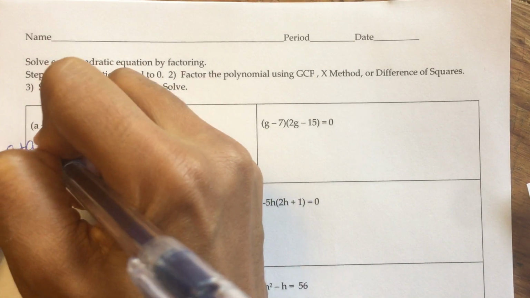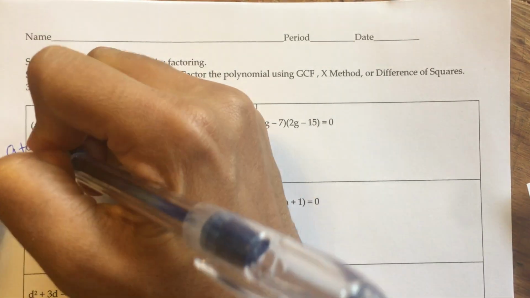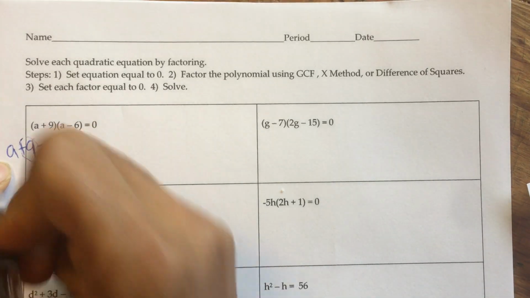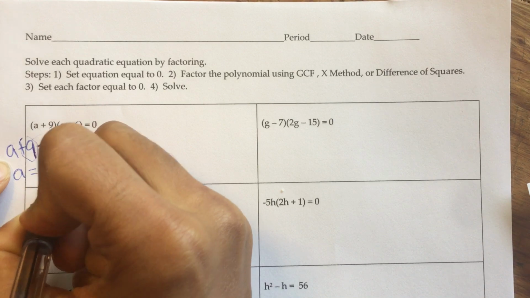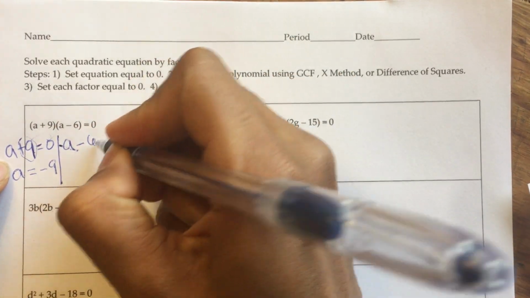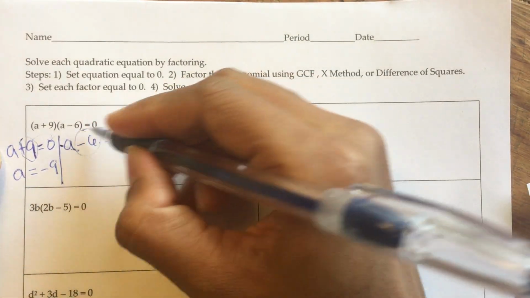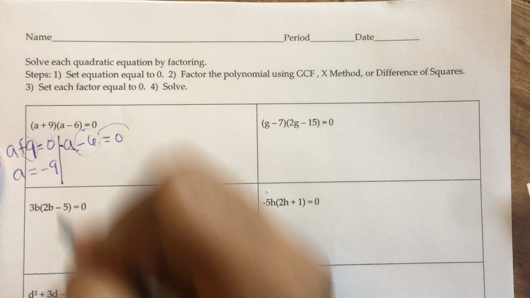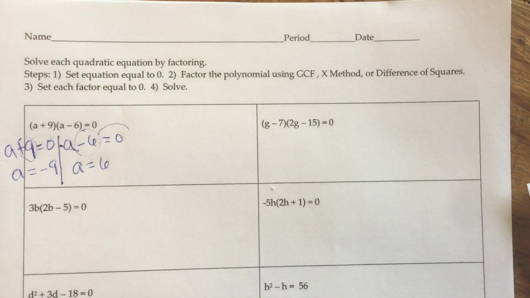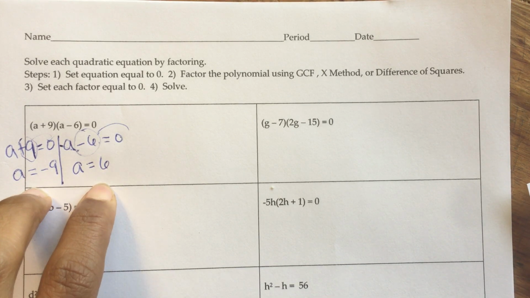I set my first factor equal to 0 and I solve that mini equation. A plus 9 equals 0. Jump that plus 9 across, change the sign. A equals negative 9. Okay, my second mini equation: A minus 6 equals 0. Take your minus 6, jump it across the equal sign, change the sign, you get A equals 6. So my two solutions are A equals negative 9 and A equals 6.